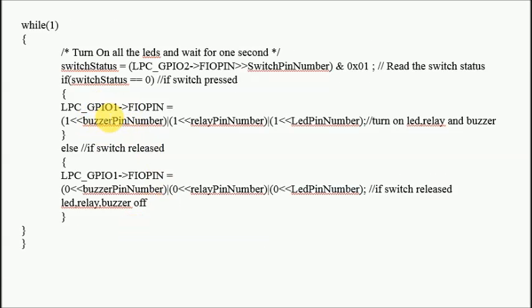Now in this case, the buzzer, relay and LED will be turned on. Now if we consider the next case, if switch status is 1, it means that the switch is released or the switch is not pressed. In the normal case, what we have to write down? The 00. So when we write down the 00, we have to place 0 to the buzzer pin number, we have to place 0 to the relay pin number, we have to place 0 to the LED pin number, and then we are writing to the pin. So here we are writing 00 so that the LED, relay and buzzer will be turned off.